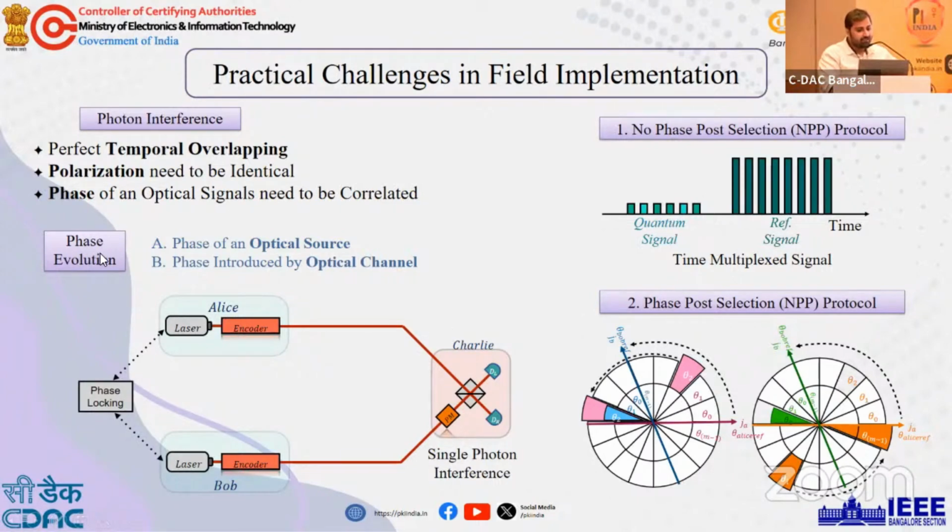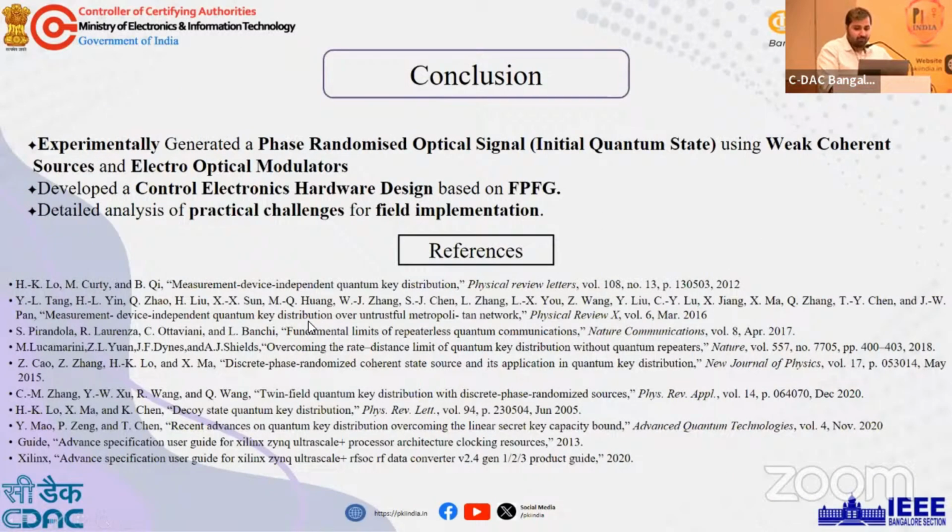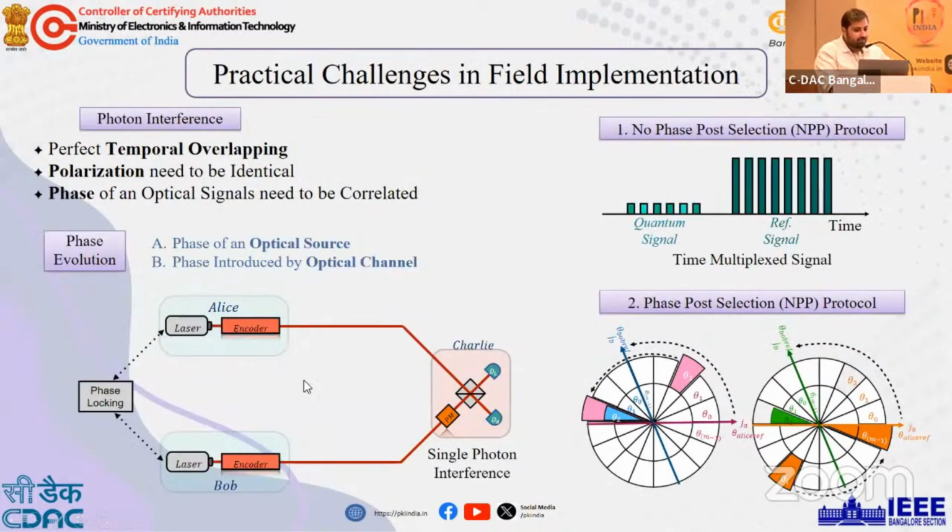As I said, there is a phase evolution that can arise from the optical sources. Two different optical sources are used, so they can be phase locked to a single reference laser source using optical phase locking techniques. For that, both lasers are locked. The second thing is the phase introduced by the optical channel. I said we are using long fiber channels, and there is a phase evolution caused by these optical channels. So currently we are here, and we have generated both the states using this FPGA-based control electronics hardware.